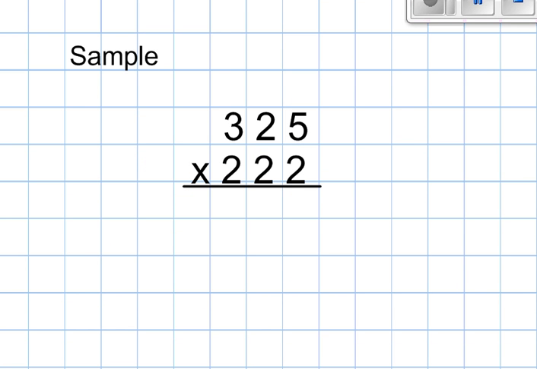Have this process. So here's a sample problem to get you on your way. Remember to put your zeros down in the correct places as you multiply in the tens and in the hundreds. That is the lesson.